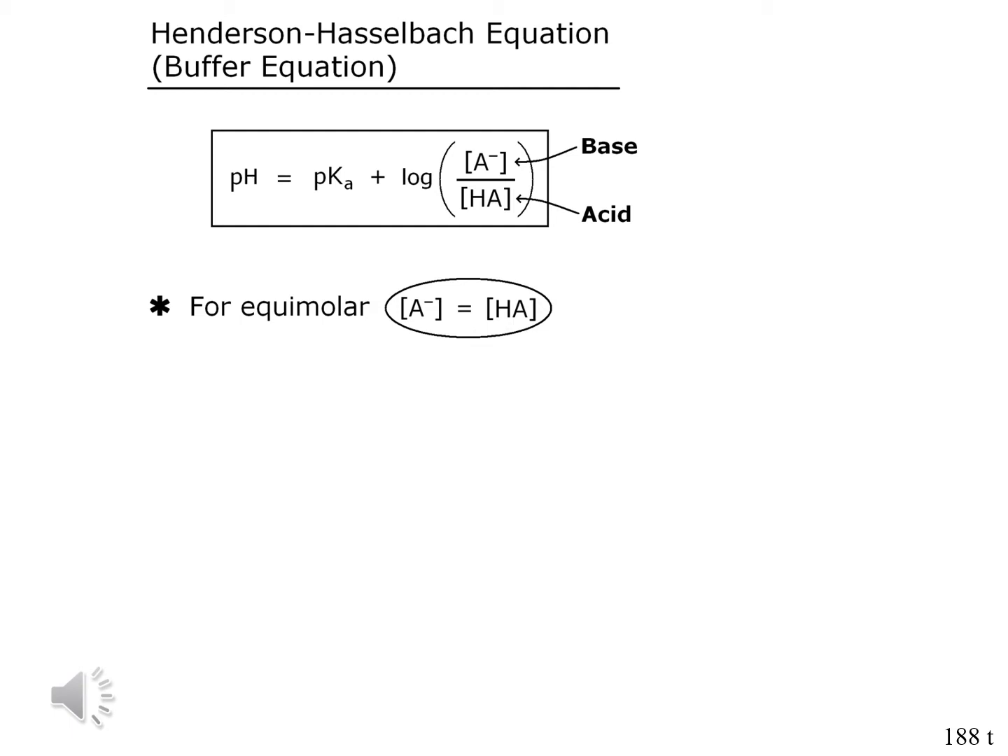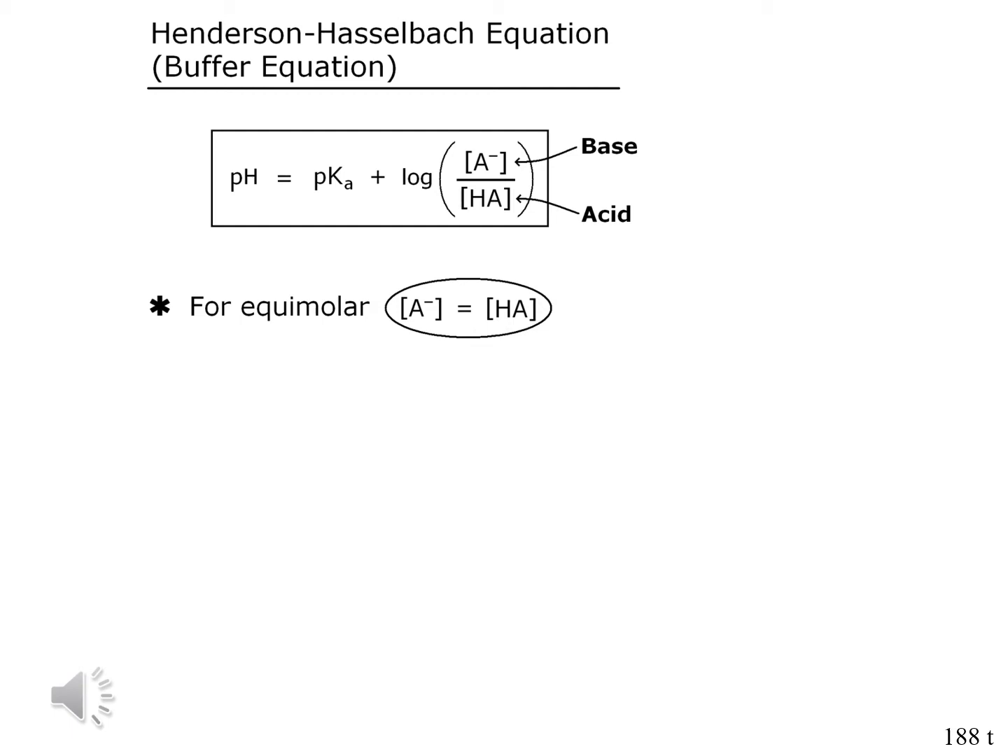Those names are kind of a mouthful, so I'm going to call it the buffer equation. You can use it for other things in chemistry, but our major use of it is going to be in calculating the pH of buffers. Now I want to look at the equation and see what the parts are.